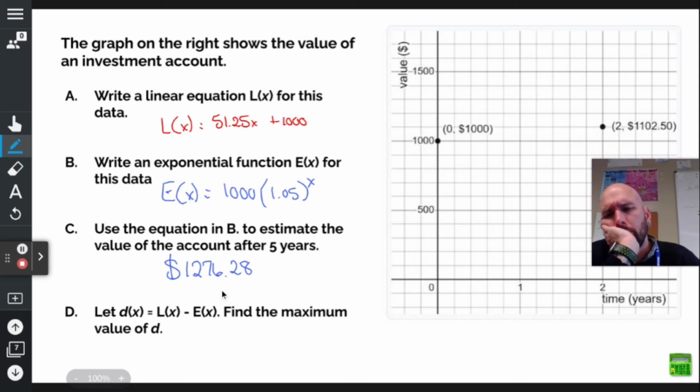Check him out. It's a really weird problem. We're going to let d of x equals L of x minus e of x. So I'm actually going to type into my calculator u minus u and let my calculator find the maximum value of d. And if you're wondering, what real life application is this? There really isn't any. But this is just me using my calculator to see if I remember how to find the maximum value of something. So let's see how it's done.